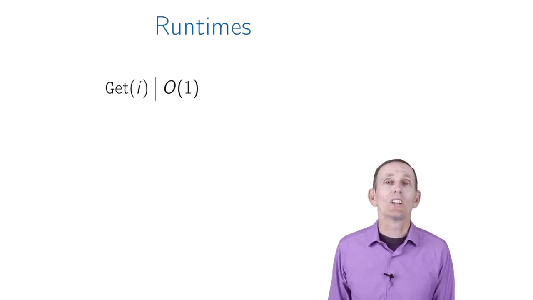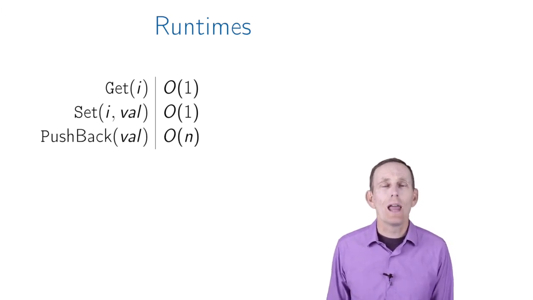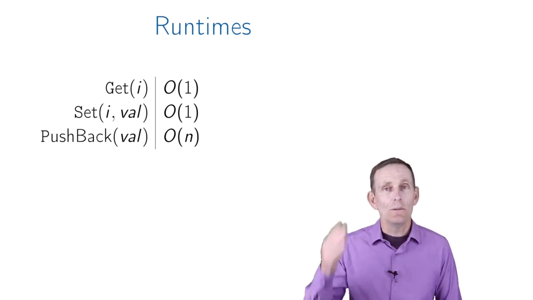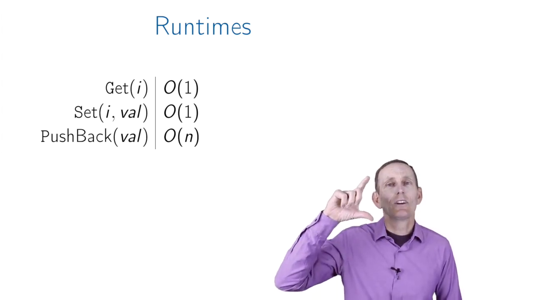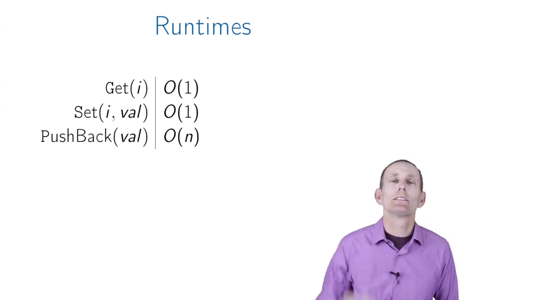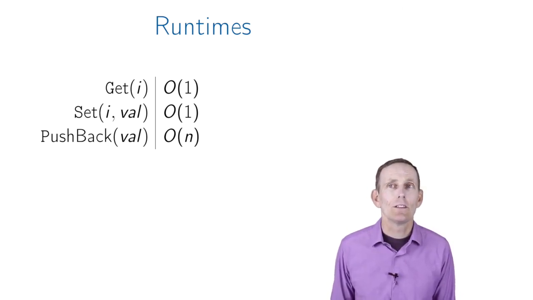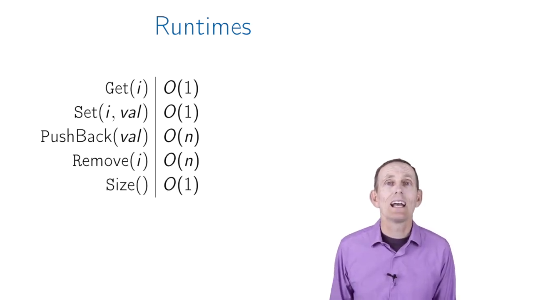What's the runtime? We saw get and set are order 1, as they should be. Pushback is order n, although we're going to see that that's only the worst case. And most of the time, when you call pushback, it's not having to do the expensive operation. That is, the size is not equal to capacity. For now, though, we're going to just say that it's order n, and we'll look at a more detailed analysis when we get into aggregate analysis in our next video. Removing is order n, because we've got to move all those elements. Size is order 1.